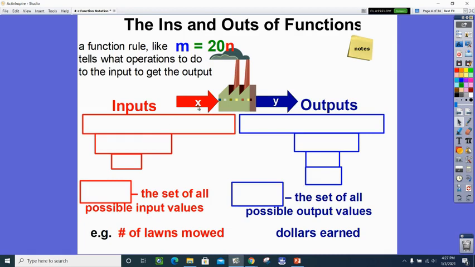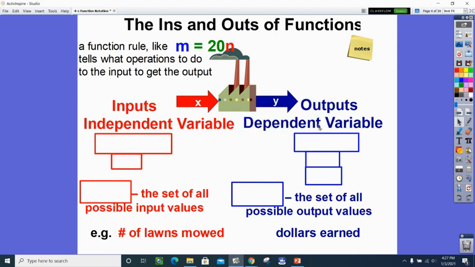So let's just talk about some words that go with the idea of an input. An input would be your independent variable. It's what you choose to put in for that variable. In this case, it's the number of lawns mowed. That would be your independent variable. Well, what is the word that goes with the output that goes with independent variable? Did you think dependent variable? You're right. And in that first case, that would be the dollars earned.